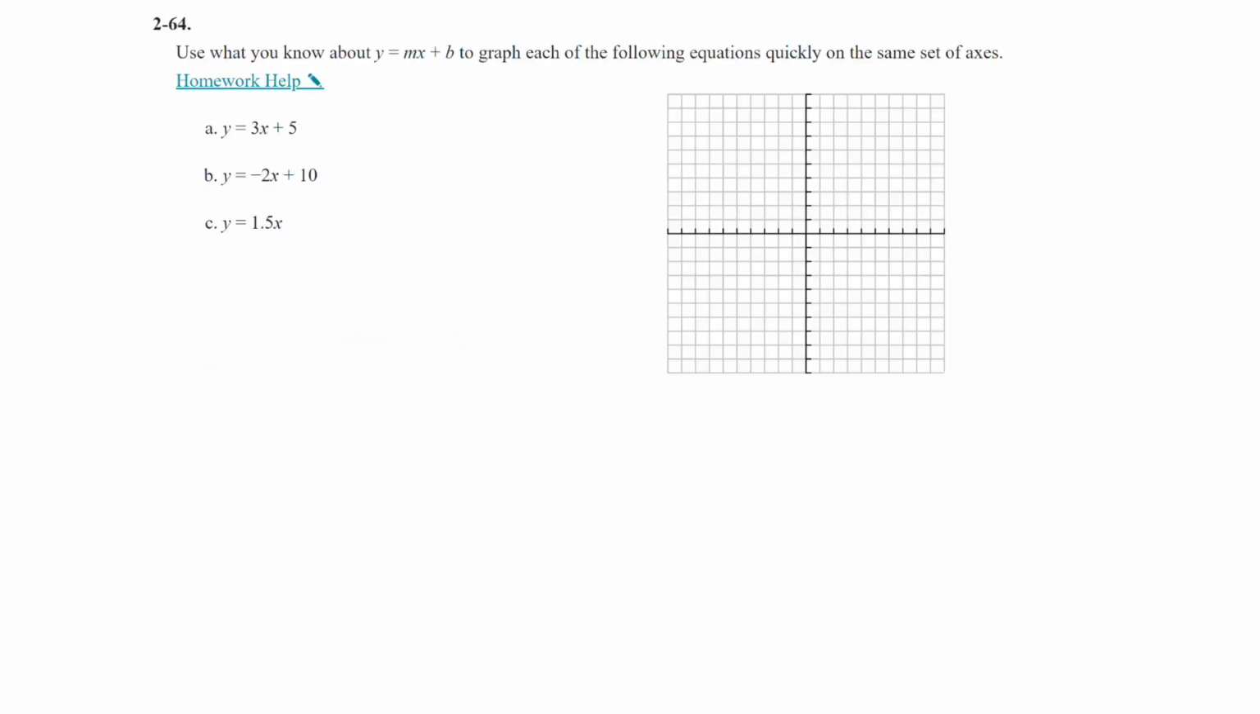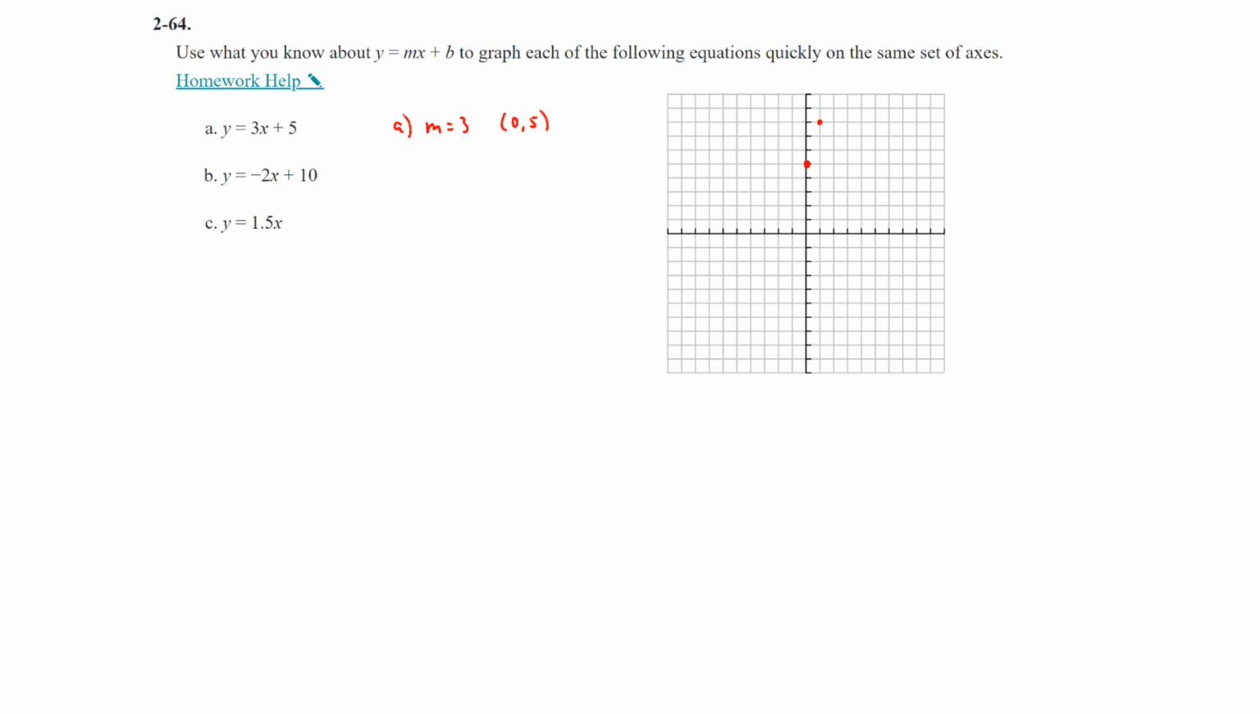Question 64. Use what you know about y equals mx plus b to graph each of the following equations quickly on the same set of axes. So for part A, not sure why we have to do it quickly, but the slope is 3 and the y-intercept is 0, 5. So I'm assuming they want us to do it quickly in the sense that we don't want to use a table. We want to use the two pieces of information given to us. So the y-intercept is at 0, 5, and then the slope is 3.